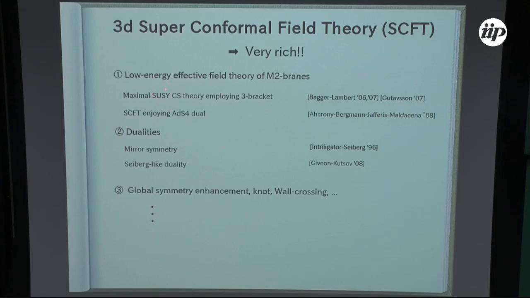This CFT is known as the low energy effective field theory of M2 branes. For example, some maximally supersymmetric theories were constructed by using three-brackets in 2006. After this BLG model, a model was constructed to express many M2 branes which enjoys the AdS4 dual, known as the ABJM model. Also, this system has several dualities, such as mirror symmetries, Seiberg-like dualities, or bosonization dualities. And also, there are many aspects, such as global symmetry enhancements, or some walls and wall crossing.